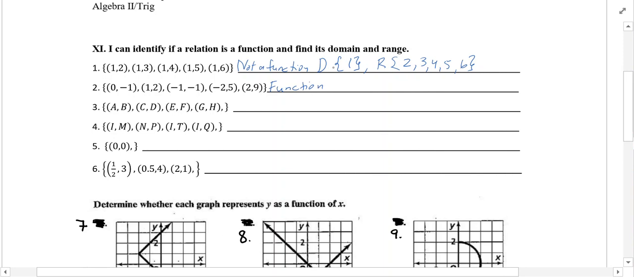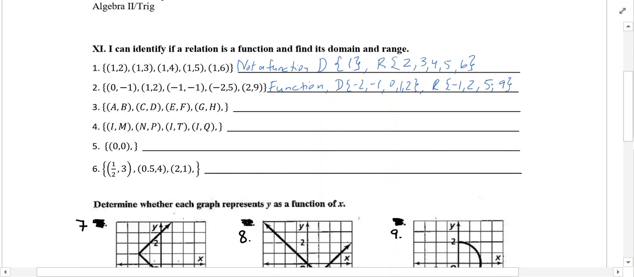All right, so I can write the domain. So the domain are all my x values. So I have -2, -1, 0, 1, and 2. And my range or my y values, I have -1, 2, 5, and 9.